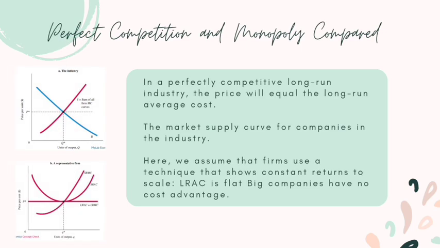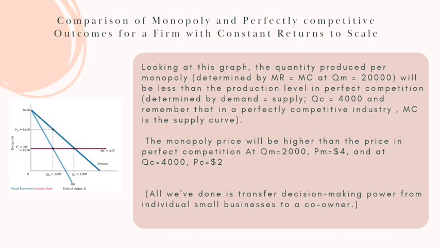Perfect competition and monopoly compared. In a perfectly competitive long-run industry, the price will equal the long-run average cost, which is the market supply curve for companies in the industry. Here we assume that firms use a technique that shows constant returns to scale. LRAC is flat. Big companies have no cost advantage. Comparison of monopoly and perfectly competitive outcome for a firm with constant returns to scale.